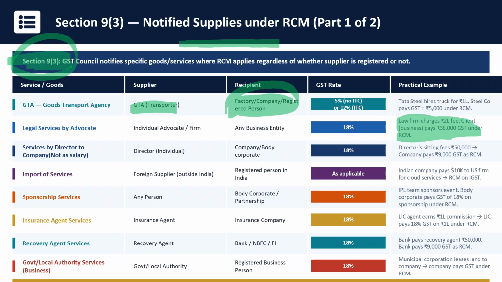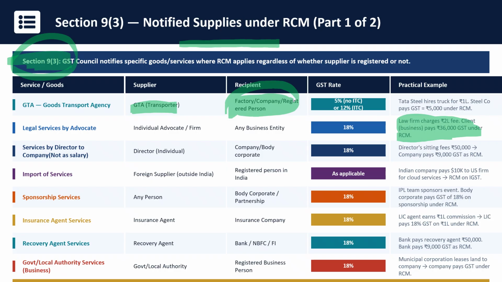Okay. And then services provided by a director to its company as in directorship, not on a salary basis. If it is a director individual and you pay sitting fees and such to the director, the recipient has to pay under RCM. Then import of services.